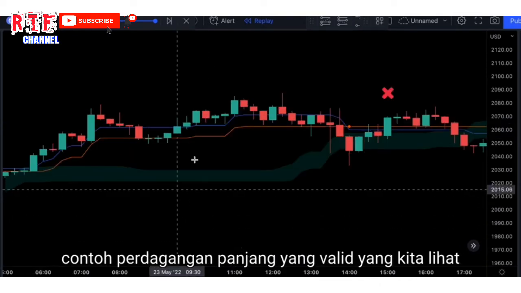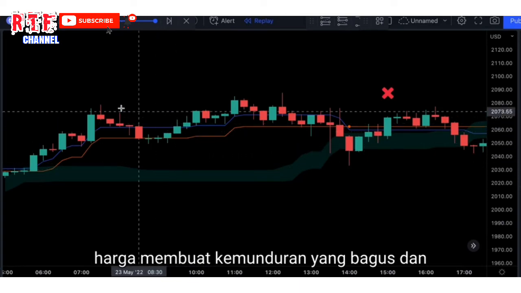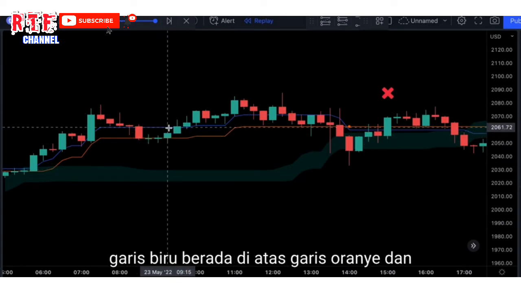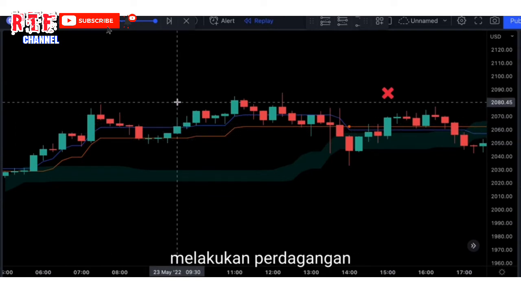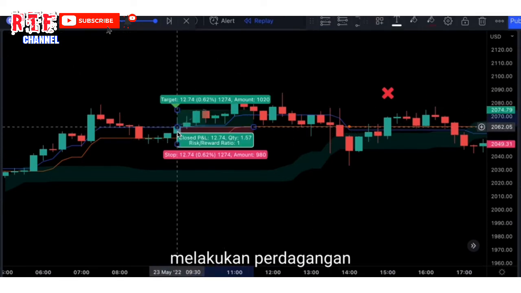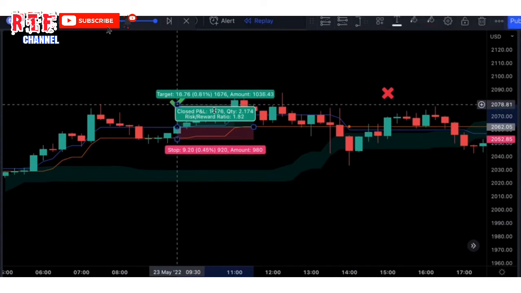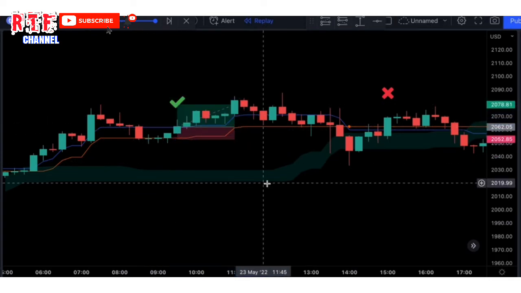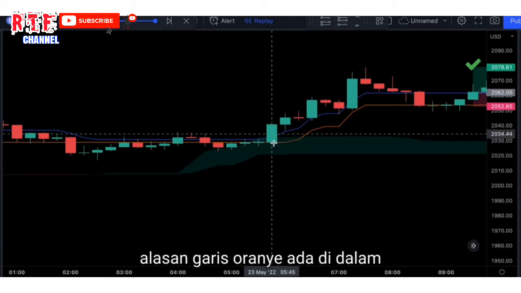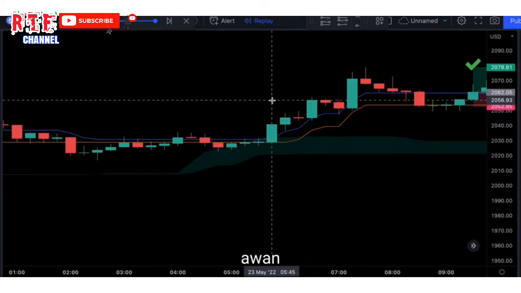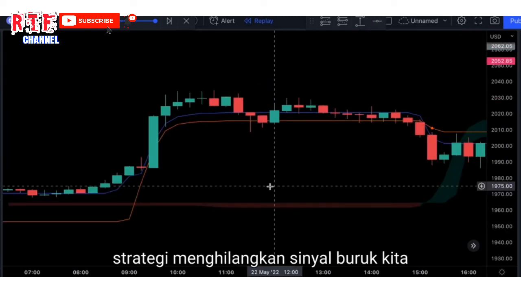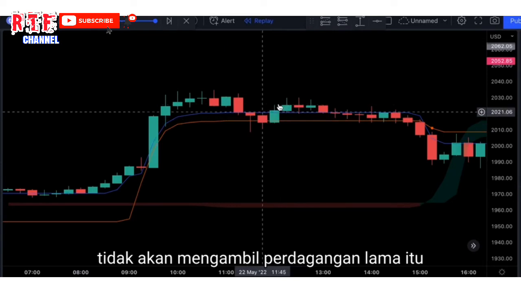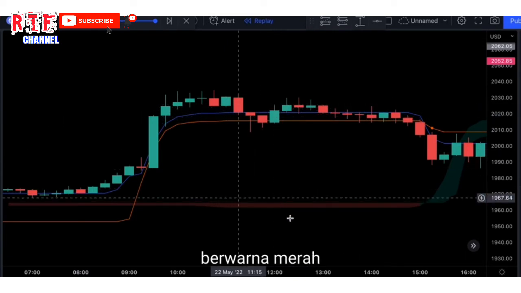Here's an example of a valid long trade. We see the price makes a nice pullback and the blue line is above the orange line. And this is the moment where we would have taken a trade. This long signal wasn't valid for one reason, the orange line was inside the cloud. Also take a look at how well this strategy is eliminating bad signals. We wouldn't have taken that long trade right there because the cloud was colored in red.